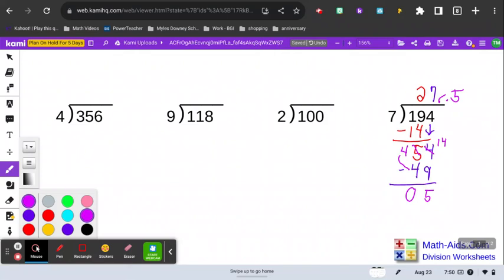I'll do one more. So I'm going to do this one here, 4 into 356. So 4 cannot go into 3, so I'm going to go 4 into 35. 4 times 7 is 28. 4 times 8 is 32. So I'm going to do 8 for this one. So 4 times 8 is 32. Subtract those two numbers. I get a remainder of 3. And then I'm going to drop down that 6. And I know 4 times 9 would give me 36 exactly. So I'd put 36 here, and I'd have no remainder. So that would be my final answer.